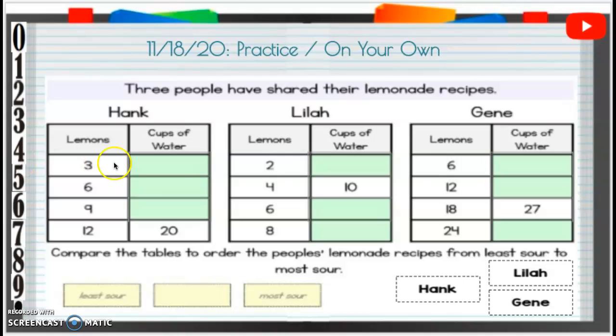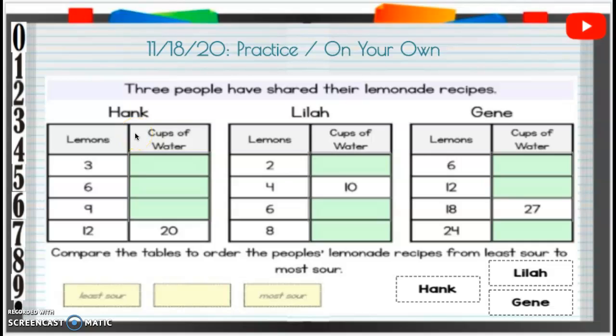All right, so 3 people have shared their lemonade recipes: Hank, Lila, and Jean. We need to compare these tables to order the people's lemonade recipes from least sour to most sour. So lemons and cups of water. We got Hank, Lila, and Jean. So the least sour is going to go here, and then the most sour is going to go here.